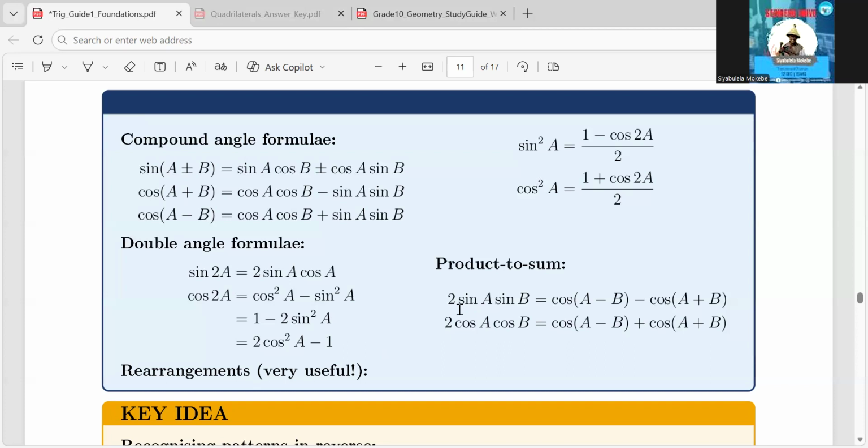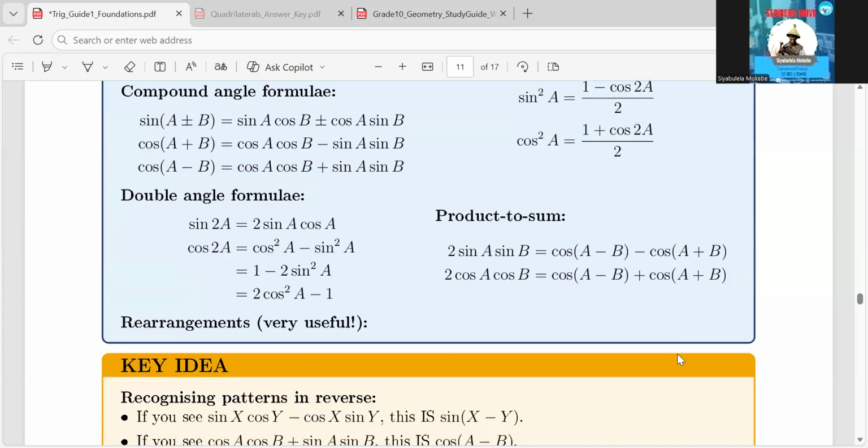So we have our product to sum, which is 2 sine A sine B, this being equal to cos A minus B minus cos A plus B. Then 2 cos A cos B is cos A minus B plus cos A plus B. Okay?